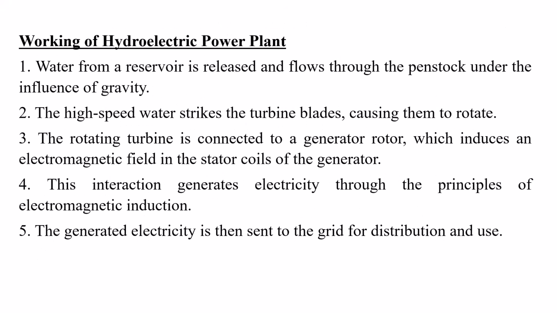Working of hydroelectric power plant. Water from a reservoir is released and flows through the penstock under the influence of gravity. The high speed water strikes the turbine blades, causing them to rotate. The rotating turbine is connected to the generator rotor, which induces an electromagnetic field in the stator coils of the generator. This interaction generates electricity through the principles of electromagnetic induction. The generated electricity is then sent to the grid for distribution and use.